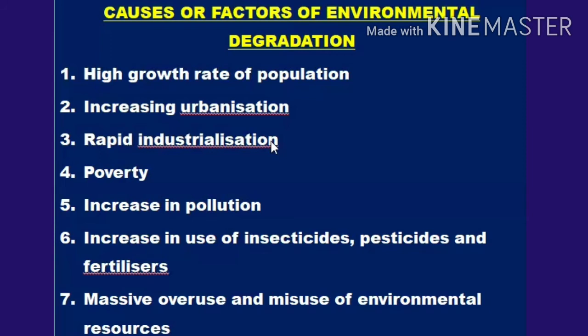Next, the fourth point is poverty. So there is widespread poverty in India due to illiteracy and unemployment, and when these poor people fail to find jobs, they depend on activities like cutting trees for fuel wood, and they also sell it in local markets. So it also leads to environmental degradation.